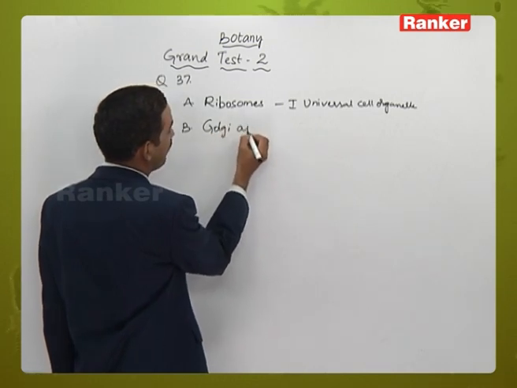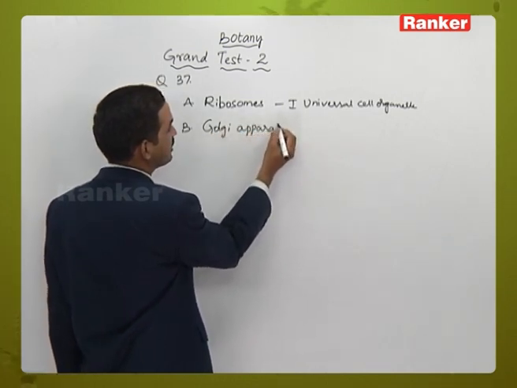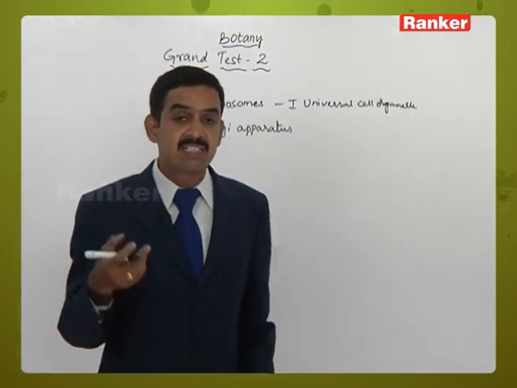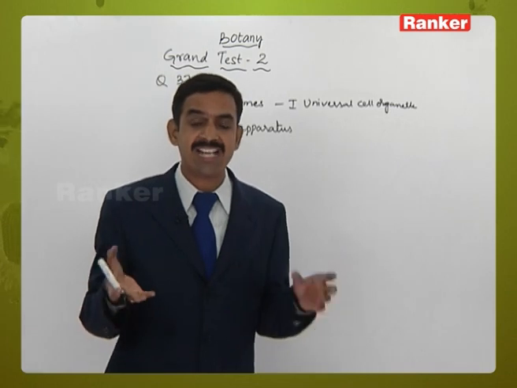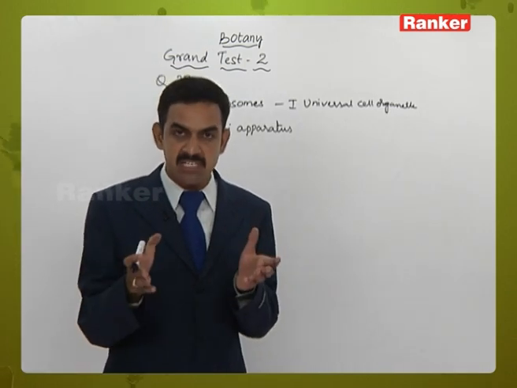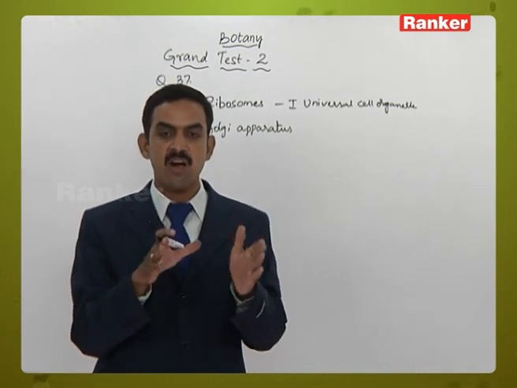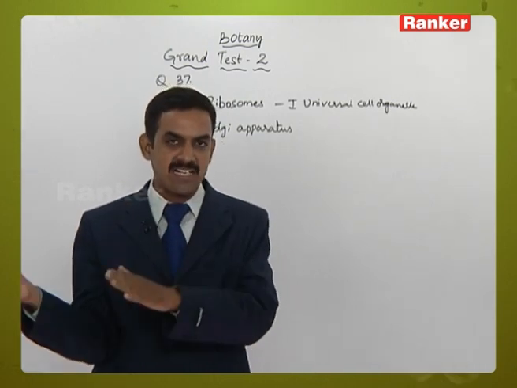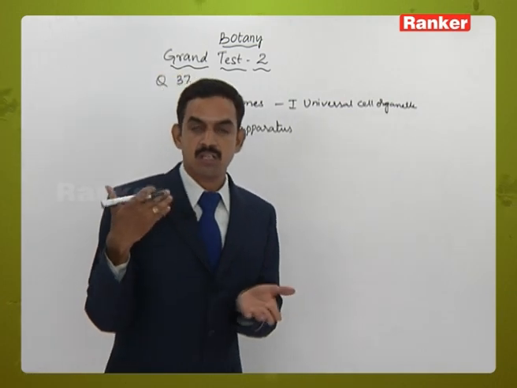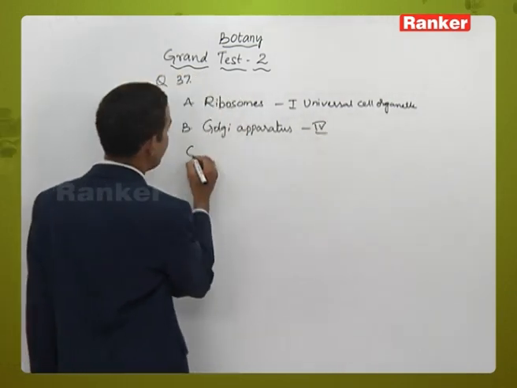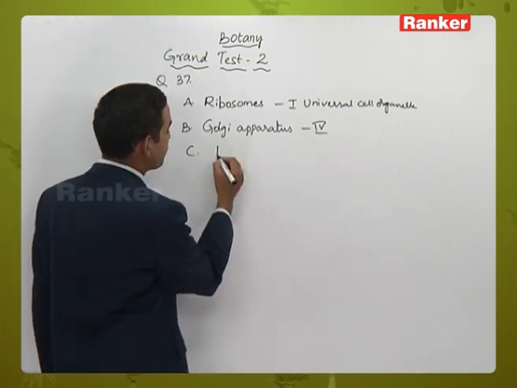The main function of the Golgi apparatus is secretion, right? They are not only concerned with secretion, but also with packaging materials. What are they packaging? They are packaging the materials to be delivered to the intracellular targets or secreted outside the cell. So that is option number 4. Then C, that is endoplasmic reticulum.